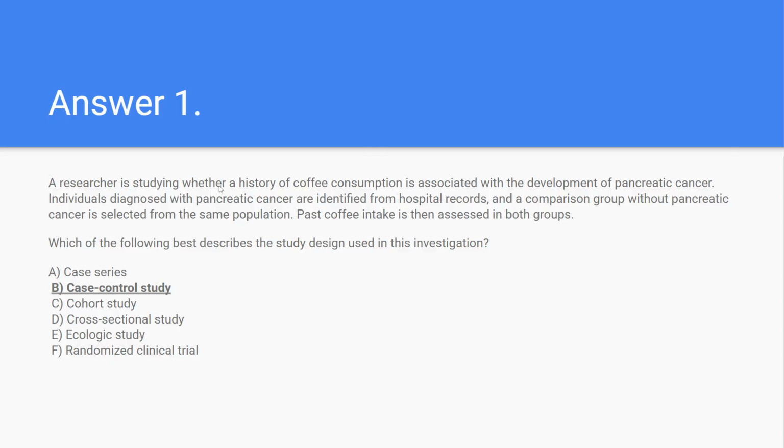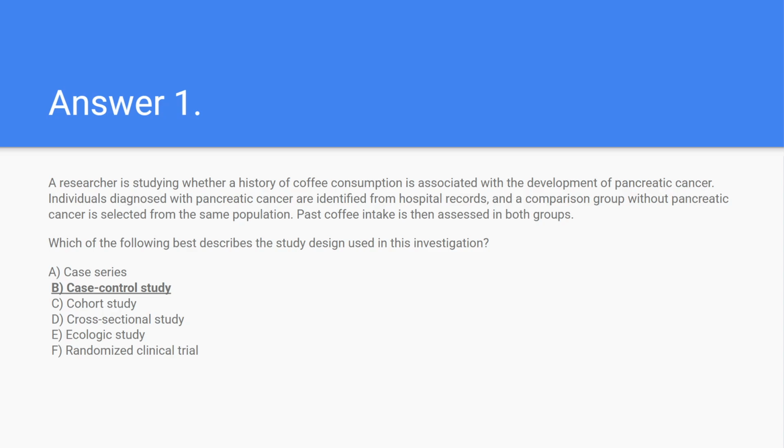A researcher is studying whether a history of coffee consumption is associated with the development of pancreatic cancer. Individuals diagnosed with pancreatic cancer are identified from hospital records, and a comparison group without pancreatic cancer is selected from the same population. Past coffee intake is then assessed in both groups. Okay, so this one, let's see. We first have to see that the cases are individuals with pancreatic cancer, and the controls are individuals without pancreatic cancer, right?